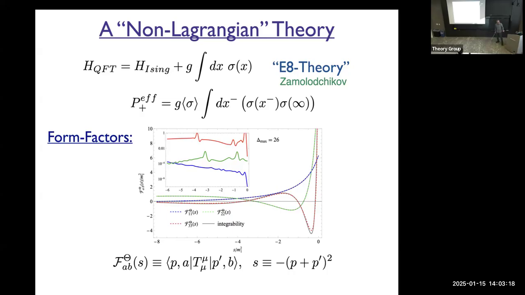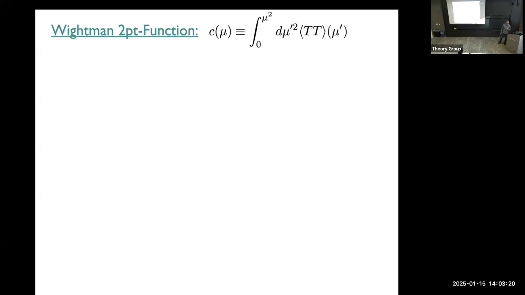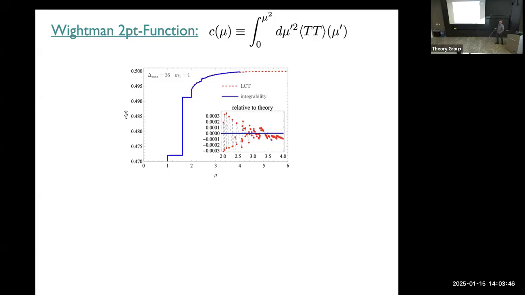So you can compute dynamical quantities. You can also compute correlation functions in real time. So this is the Fourier transform of the Wightman function. And again, Zamolodchikov famously argued that if you integrate this 2-point function, that gives you a quantity which is a C type of C theorem. This quantity only increases, measures the degrees of freedom in the system.